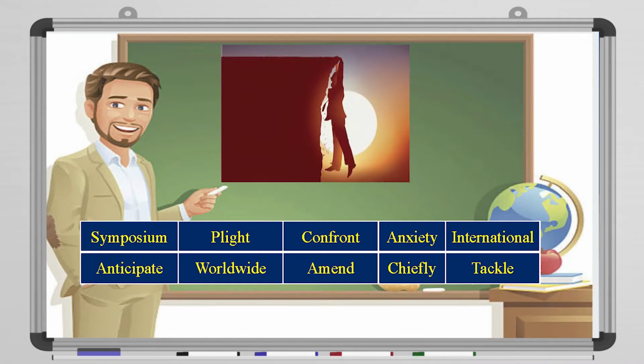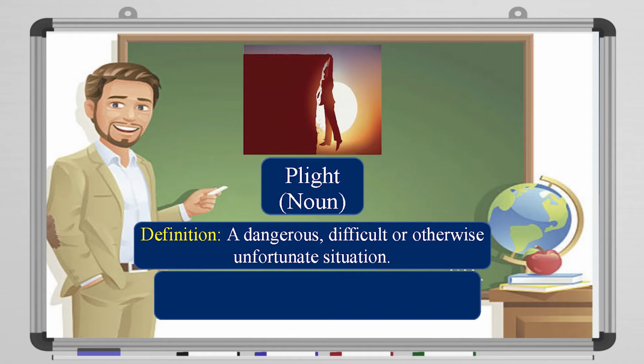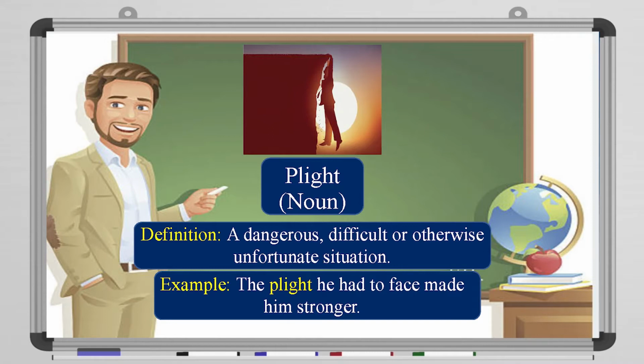So someone who is having a difficult situation. So when someone is under a difficult situation, they are in plight. Very good. So plight is a noun, and it is a dangerous or difficult or unfortunate situation. So for example, the plight he had to face made him stronger. So there was a difficult situation that he had to face, and it made him stronger. The plight made him stronger. Okay? So let's look at the next one.